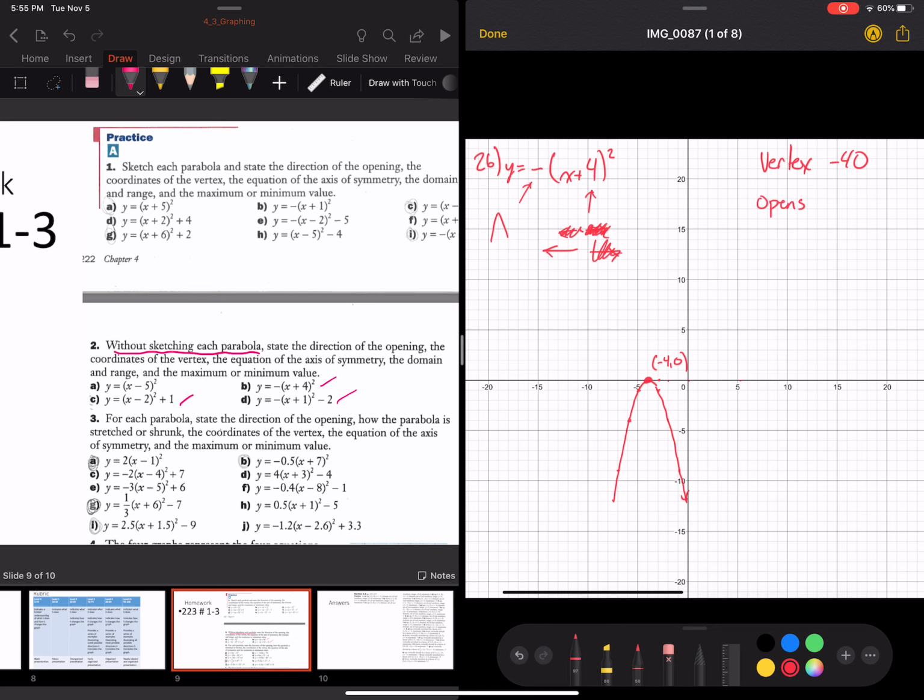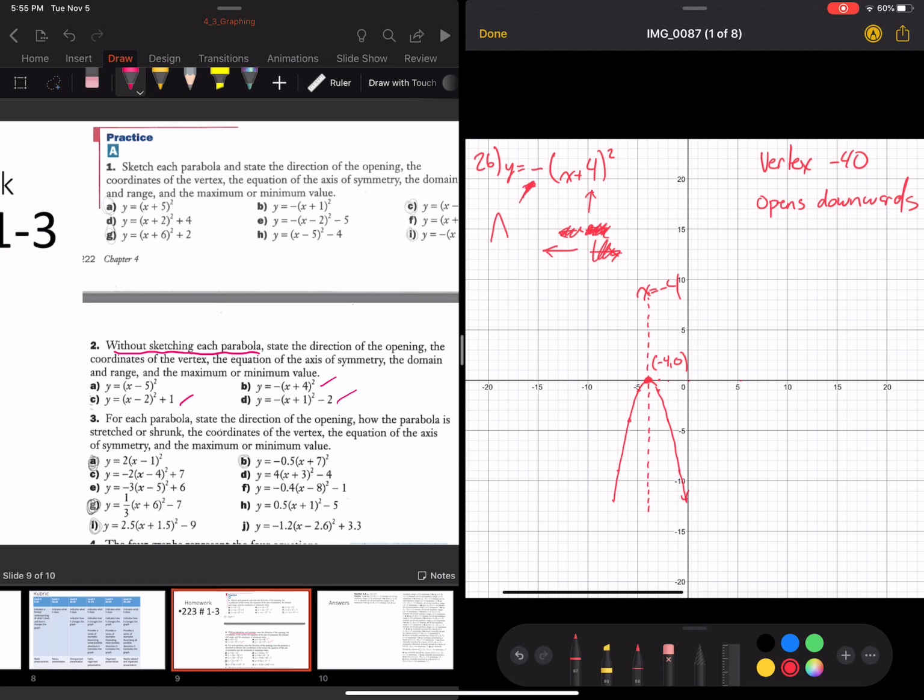Opens downwards. We knew that from the negative. So without drawing, we would have known from the negative alone that it opens downwards. What else do we need? We need the equation of the axis of symmetry. This is the axis of symmetry. What do we know about this line? We know that y can be anything, but x equals minus 4.